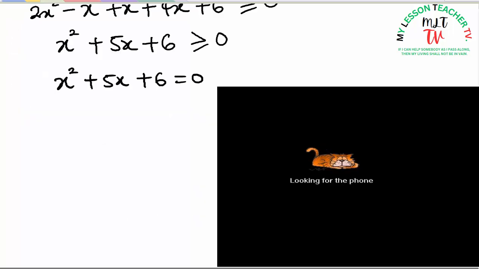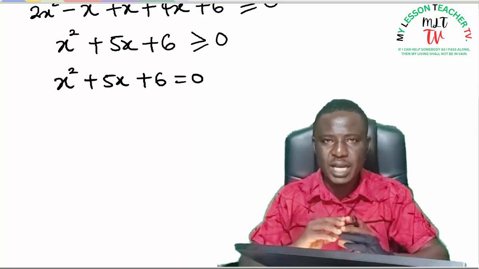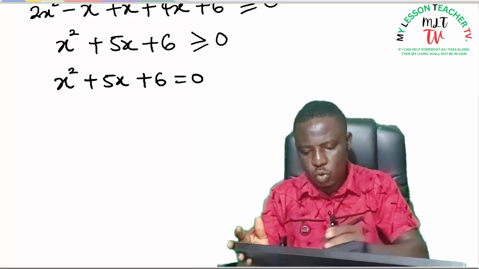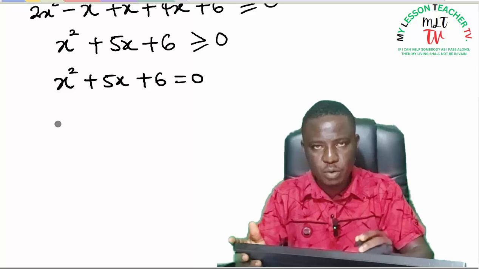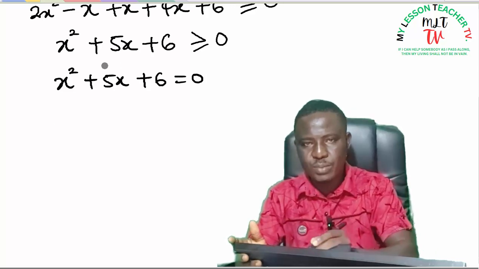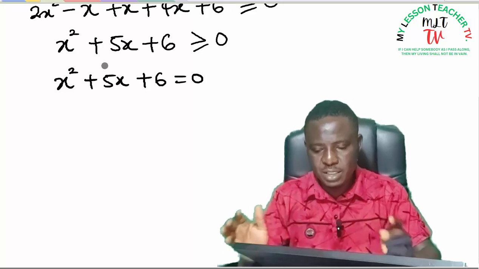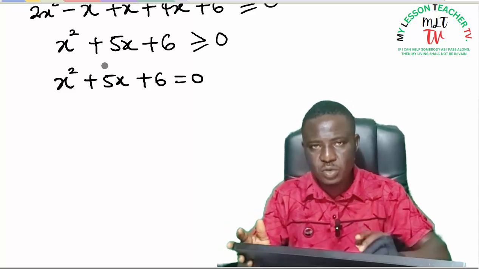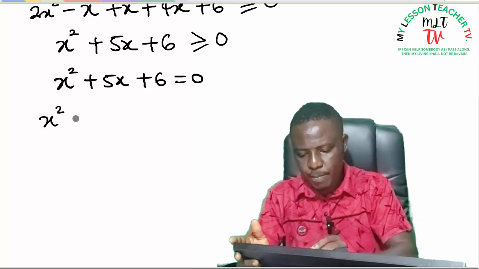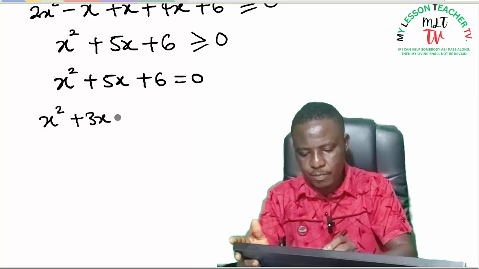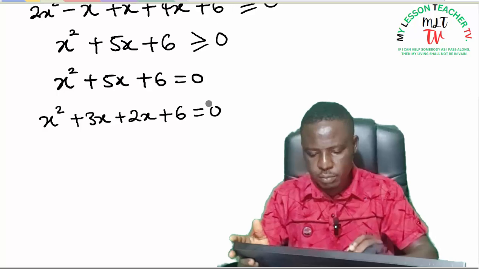Look for two terms that when you multiply them together, it gives you the product of the first term and the last term, and when you add them together, it gives you the middle term. So those two terms are said to be plus 3x and plus 2x. So we are going to replace the middle term with them to change it from a 3-term expression to a 4-term expression so that we can factorize them in twos. So this becomes x squared plus 3x plus 2x plus 6 is equal to 0.